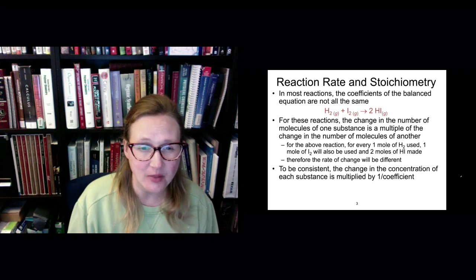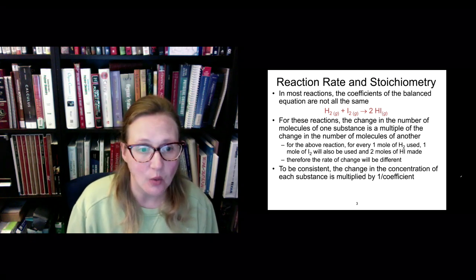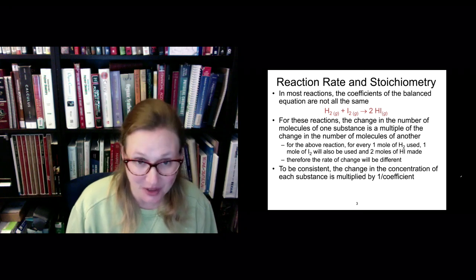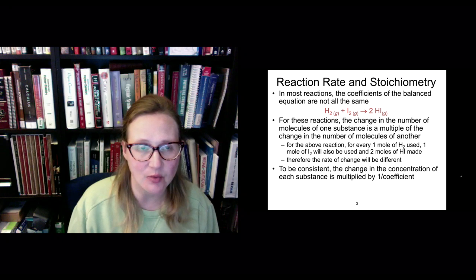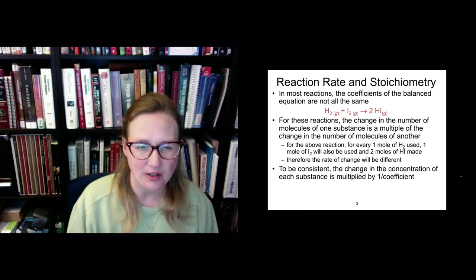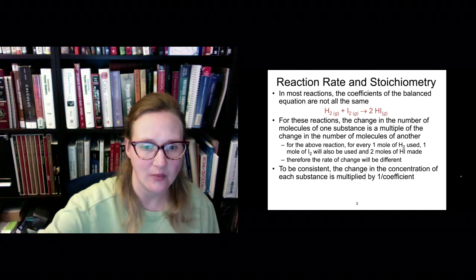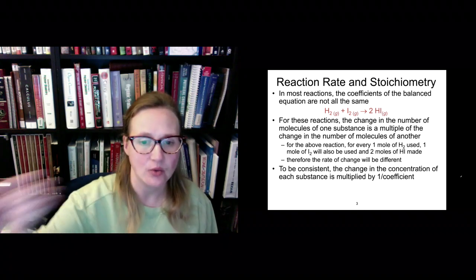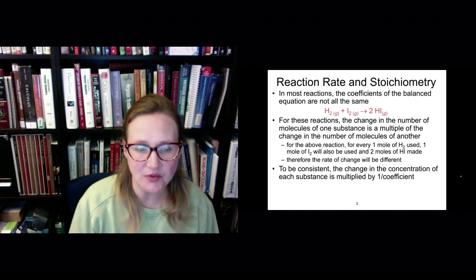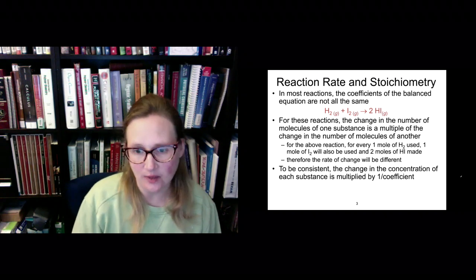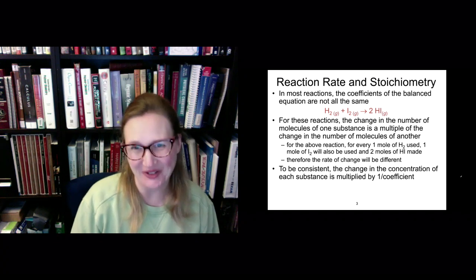For the above reaction, for every 1 mole of H2 used, 1 mole of I2 will also be used because it's 1 to 1. But then 2 moles of HI will be produced. Therefore, the rate of change is going to be different based on stoichiometry. So to be consistent in the rate of change, we would multiply the rate by 1 over the stoichiometric coefficient.